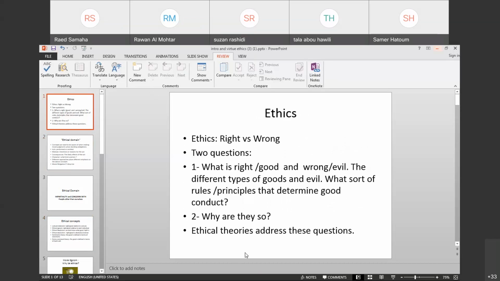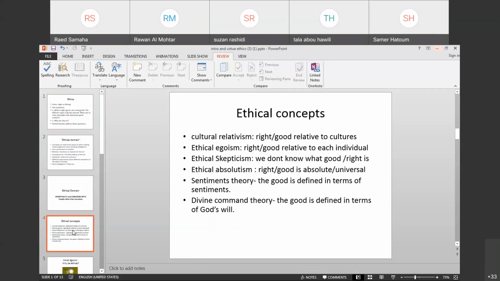So the cultural relativist would argue that there are no absolutes when it comes to definitions of right and wrong, good and bad, good and evil. Why? Because the cultural relativist would argue that morality is relative to cultures, that conceptions of right and wrong are relative to cultures.